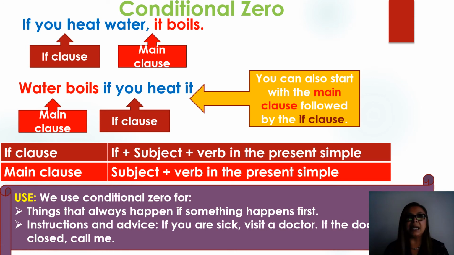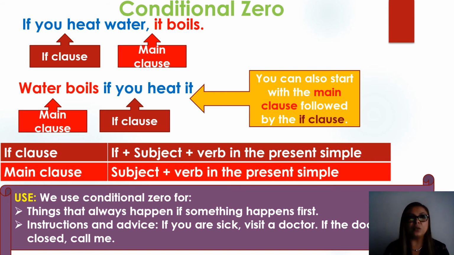Al inicio les dije que uno de los usos, nosotros las mamás lo usamos montones, cuando les decimos a nuestros hijos, ok, ¿puedes jugar? Sí, haces la tarea. Okay? Or we can have another example like, if I save money, I can buy a new car. Si ahorro dinero, puedo comprarme un nuevo carro. Okay? So we use conditional zero for things that always happen if something happens first. Si algo pasa primero, algo pasa después.